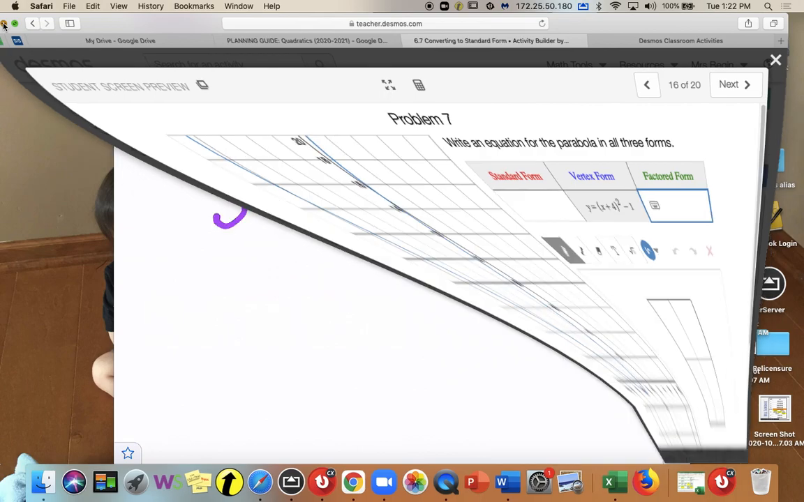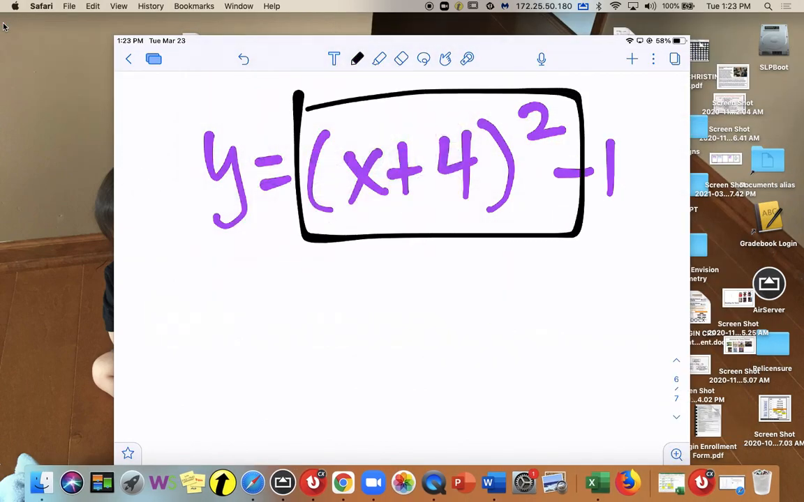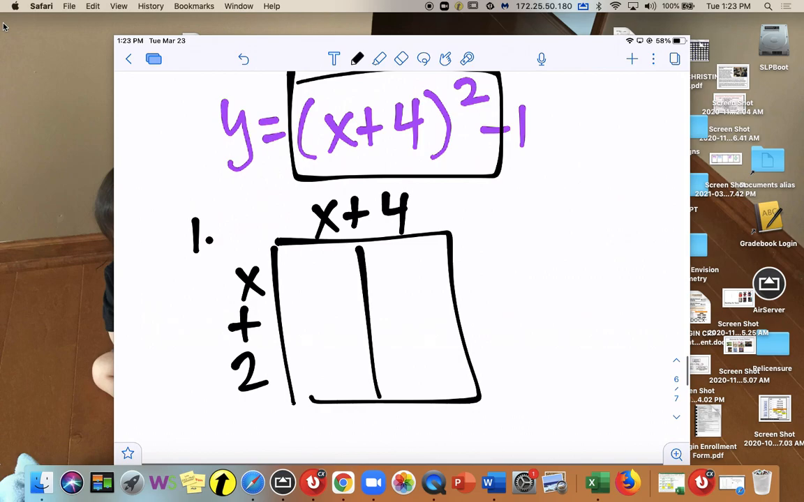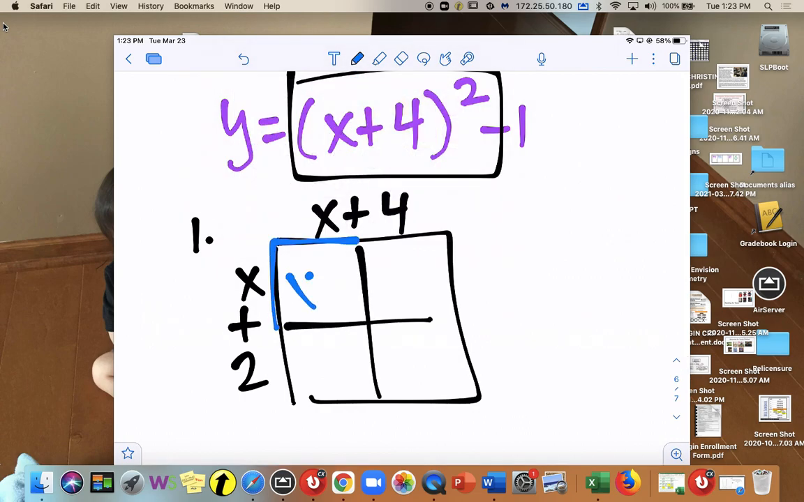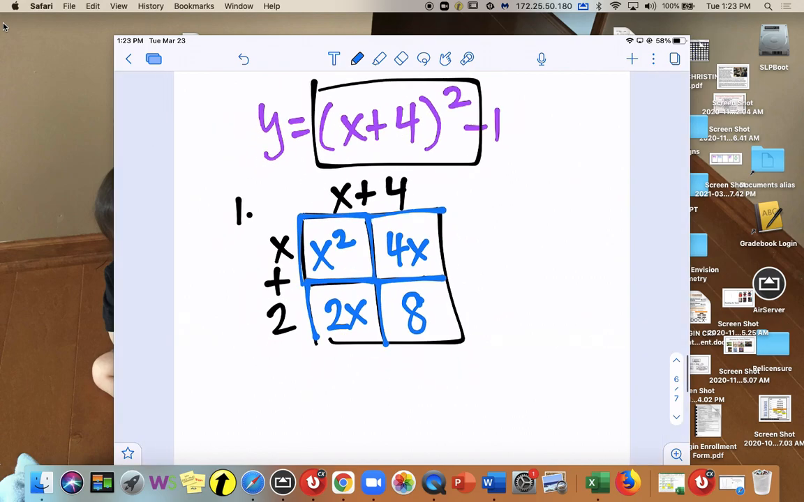Okay, so first step is we are going to multiply out x plus 4 squared. So to do that, remember, this means x plus 4 times itself. Because it's squared, it means multiply it by itself twice. We'll get the box. My first box is x times x, x squared. My second box is 4 times x, which is 4x. My bottom left-hand corner is x times 2, which is 2x, and my last box is 4 times 2, which is 8. Okay, so there's step 1, multiply x plus 4 times x plus 4.